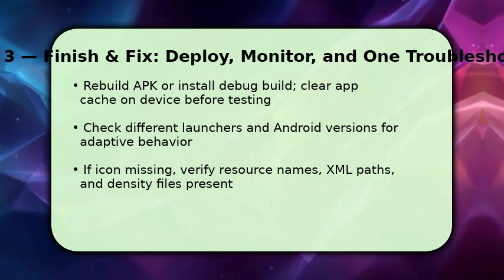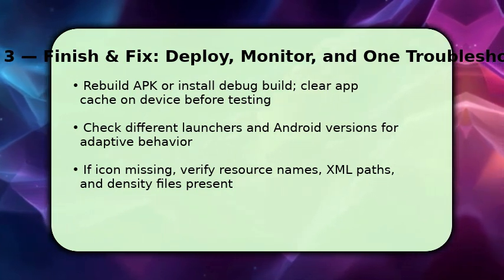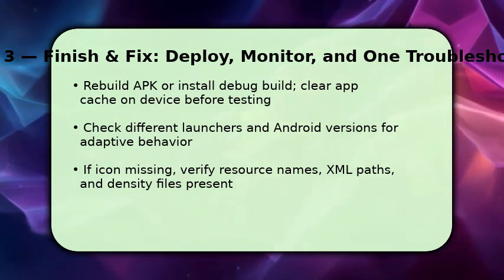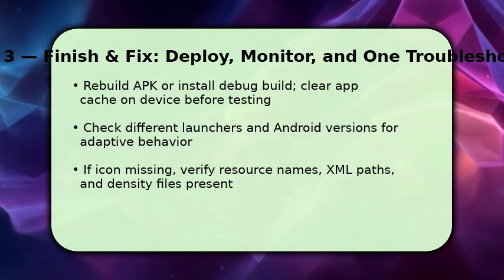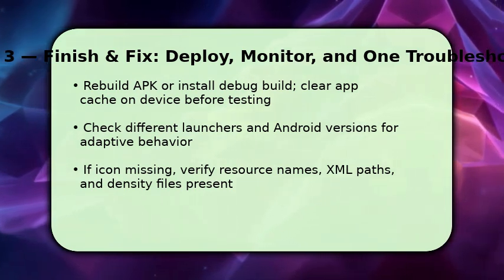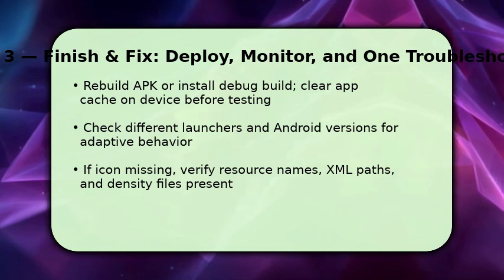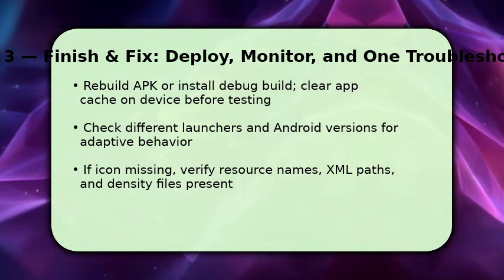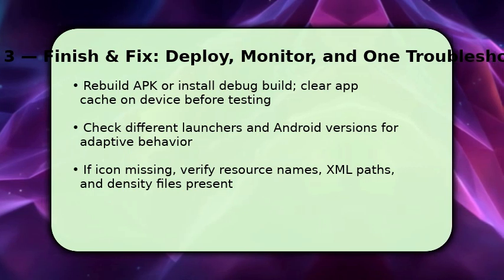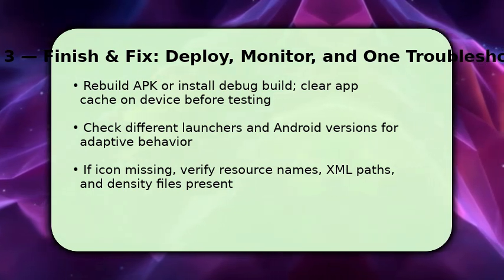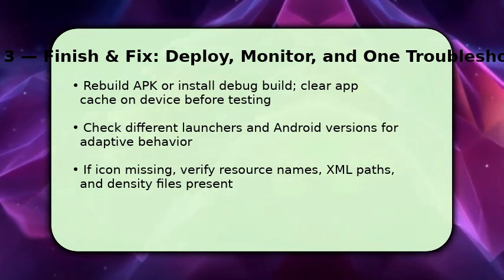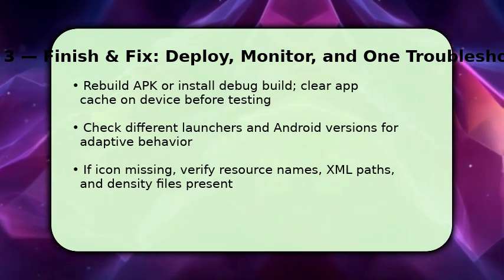Test across launchers and Android versions because adaptive icons behave differently. Make sure the foreground layers are transparent where intended. If the icon still shows old art or a generic silhouette, verify resource names, confirm XML references, and ensure all density buckets exist. If editing a compiled APK, sign it correctly. Otherwise, Android will reject installation.